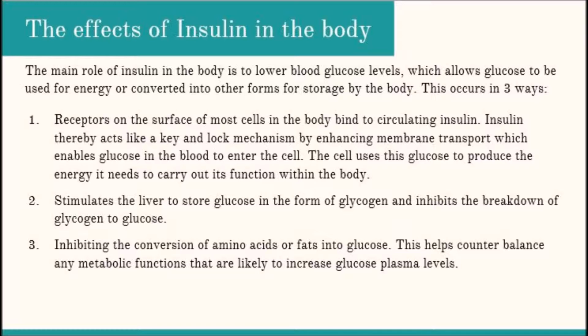Insulin stimulates the liver to store glucose in the form of glycogen and inhibits the breakdown of glycogen to glucose. It inhibits the conversion of amino acids or fats into glucose. This helps counterbalance any metabolic functions that are likely to increase glucose plasma levels.